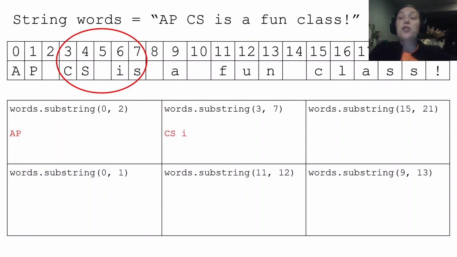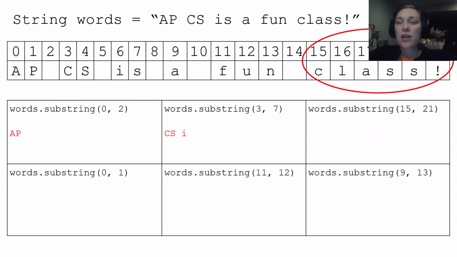15, 21. Now there's no 21 as an index, right? But that's okay because we go up to index 21, but not including 21, which means that the fact that there's no index of 21, that's okay, because we're not trying to include 21. We go up to 20. So "class!" with an exclamation mark is actually what's going to get returned there. So you are allowed to go one more than the end because you go up to but not including. This is your starting point though. So the lowest that first number can go is 0. This can go one past because it goes up to but not including that.